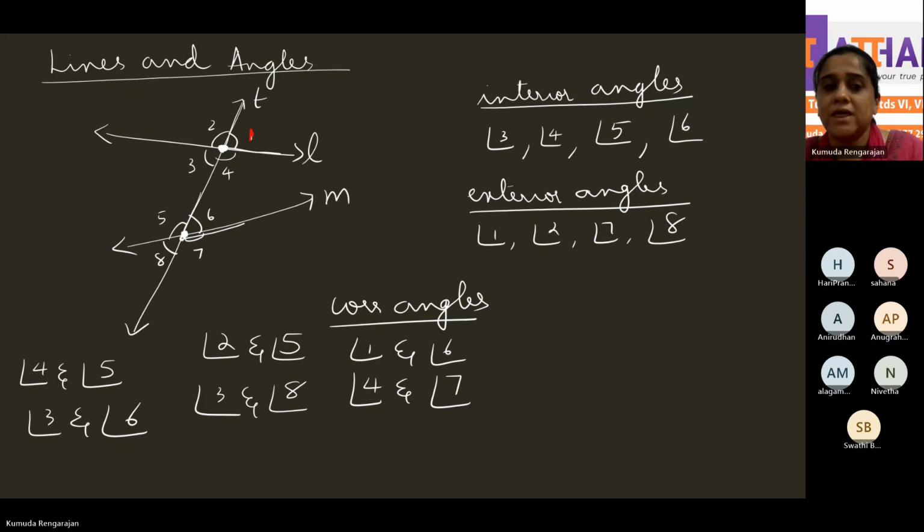All right. Now talking about alternate exterior angles. So two pairs of alternate interior angles. Now two pairs of alternate exterior angles.